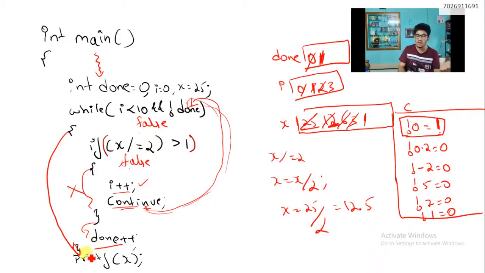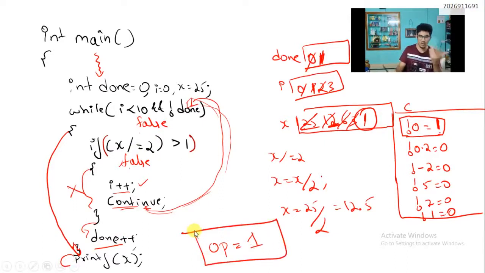When the control comes out of the while loop, you are telling print the value of x. You tell me in the memory, what is the value of x? Value of x is 1. Yes, that's why the output will be 1, the value of x. I hope this is clear here. Okay, very simple. You just have to trace it in a calm mind.